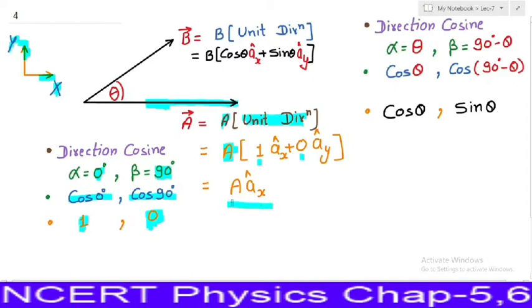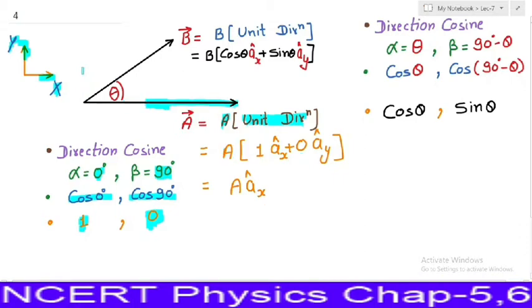Here we can use a short trick to write the vector also. If any vector is either in the x direction or in the y direction, then it is very easy to write that vector. If the vector is purely in the x direction, then just take its magnitude and multiply it with ax cap. And if the vector is purely in the y direction, then to write that vector, just take its magnitude and multiply it with ay cap. But if the vector is not purely along the x-axis and not purely along the y-axis, in fact it is somewhere in between them, then we have to use this direction cosine method to write the vector.